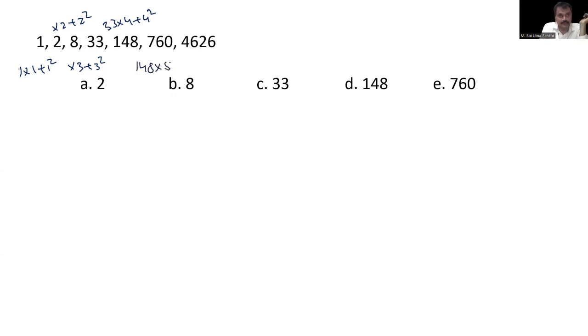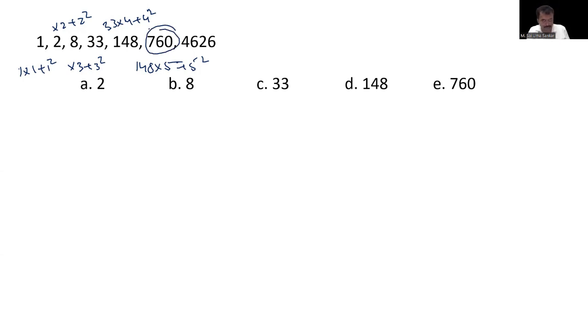148 into 5 plus 5 square. If you observe, 8 into 5, the unit digit is equal to 0. 5 square is equal to 25. What is the sum? Unit digit must be 5, but here 760 is there. So what is the wrong number? The 760 is the wrong number.